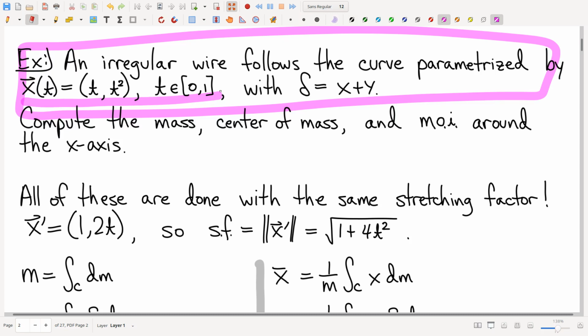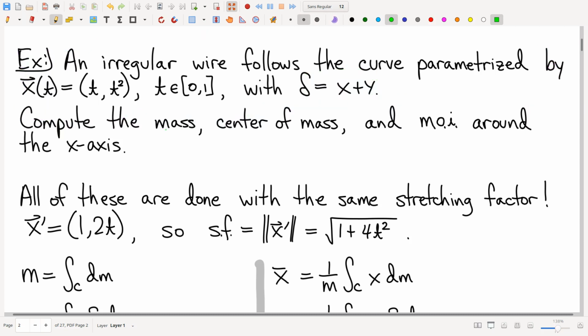And this wire is not of a constant density. The density depends on location in this way here. So we've got this lumpy kind of a wire, and I want to compute the total mass. Well, wait a minute. I actually want to compute several things. I want to compute the mass, but I also want to compute the center of mass. I also want to compute the moment of inertia around the x-axis. I want to compute a bunch of different things here.